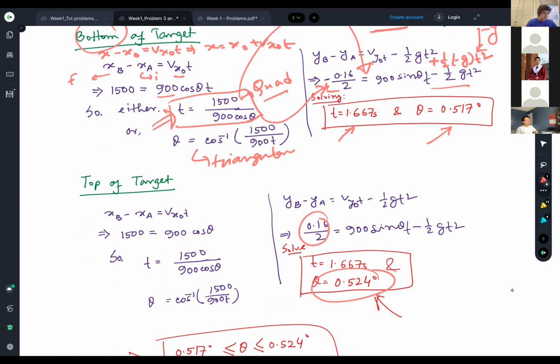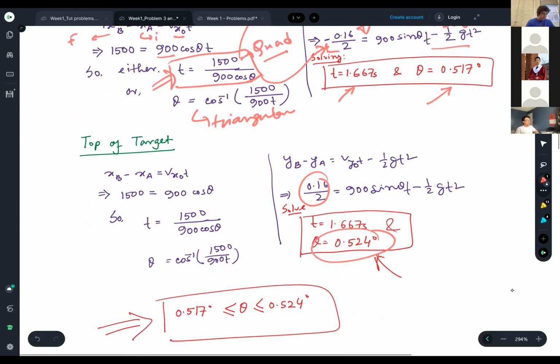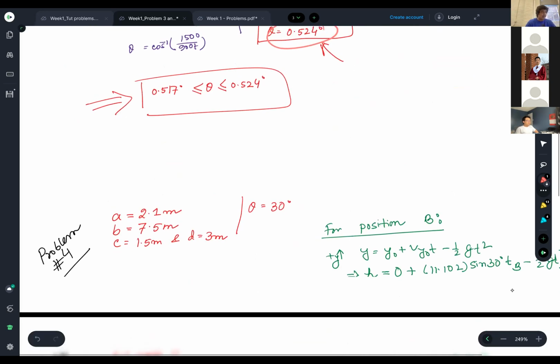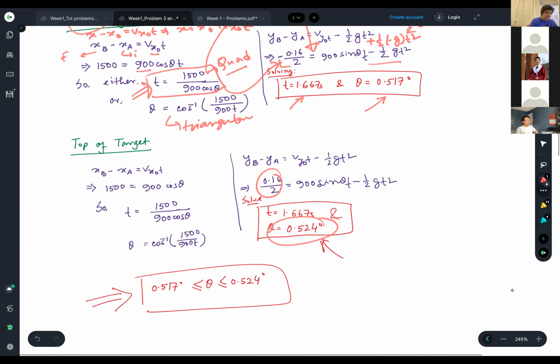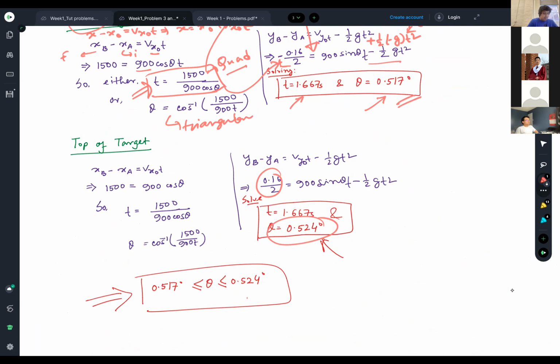How do you simplify it? What do you mean by, oh, you want me to do the plug-in and then simplify? Okay, I'll try to simplify it and then I'll try to post an answer afterwards, okay? Okay, for now, this is our answer. For the bottom of the target, our angle is 0.517 degree, and for the top of the target, it's 0.524 degree. So anything in between should be a good range of angle. Okay, sure, I'll try to solve it and then I'll try to upload it. No worries, that's fine.